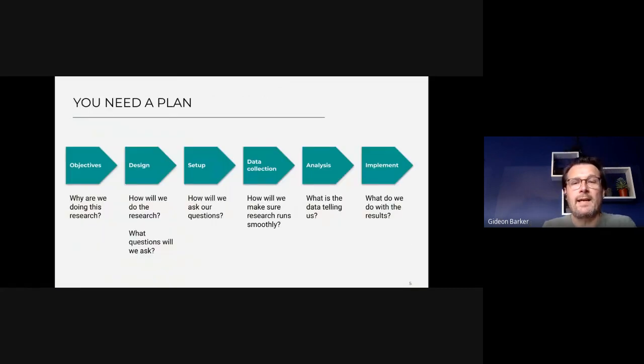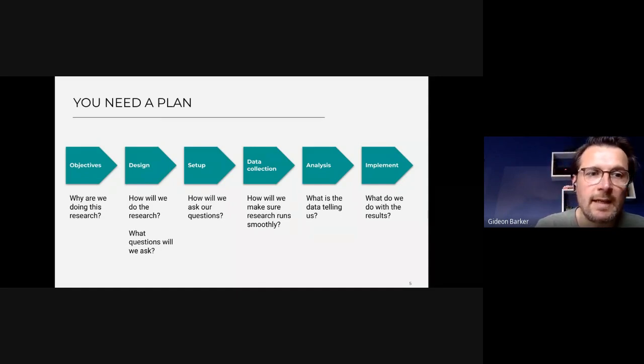So you need a plan, right? If you're going to turn anything into action, you need a plan. This is my plan, the process I go through when I run a research project. I'm not going to dwell on this or go through each stage, but these are the questions I'm asking myself and my clients at these points in the process. So, why are we doing this? Would be a good first question. How will we do it? What questions will we ask, etc., etc.